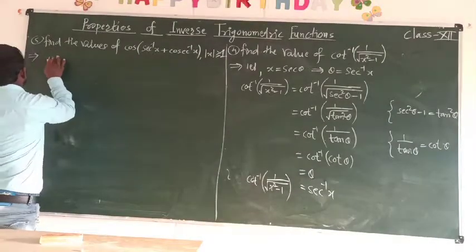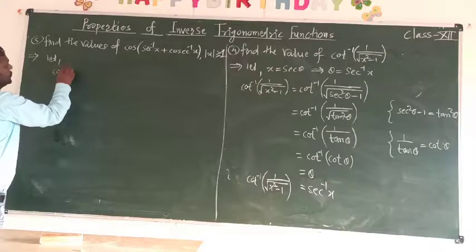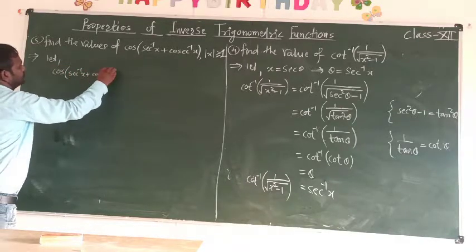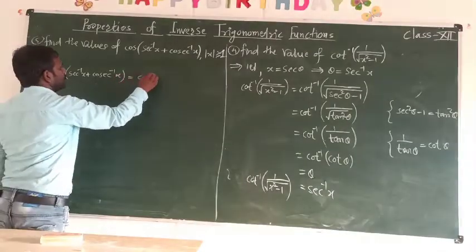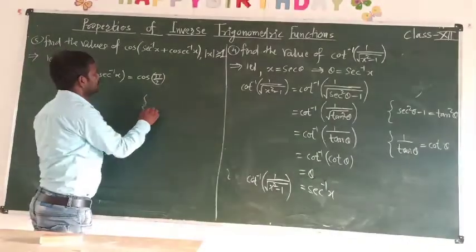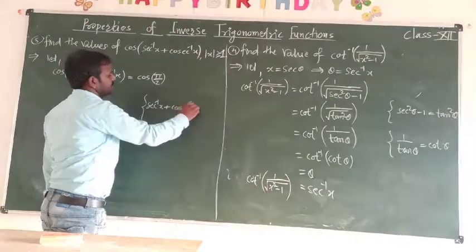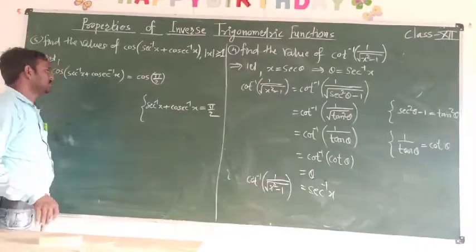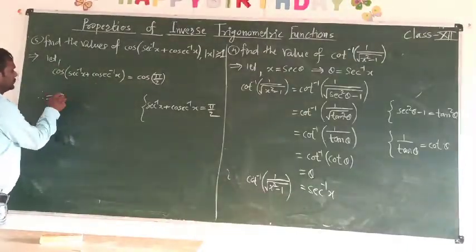So let cos of sec inverse x plus cosec inverse x be equal to cos of pi by 2. Why? Because sec inverse x plus cosec inverse x is equal to 90 degrees by property. Therefore we get cos 90, which is equal to 0.